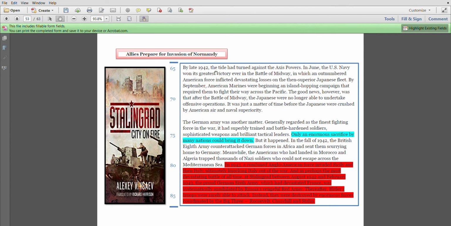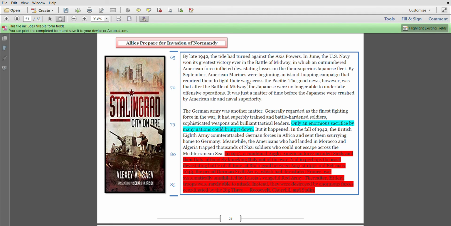Page 53. Allies prepare for invasion of Normandy. By late 1942, the tide had turned against the Axis powers. In June, the U.S. Navy won its greatest victory ever in the Battle of Midway, in which an outnumbered American force inflicted devastating losses on the then superior Japanese fleet. By September, American Marines were beginning an island-hopping campaign that required them to fight their way across the Pacific. The good news, however, is that after the Battle of Midway, the Japanese were no longer able to undertake offensive operations. It was just a matter of time before the Japanese were crushed.